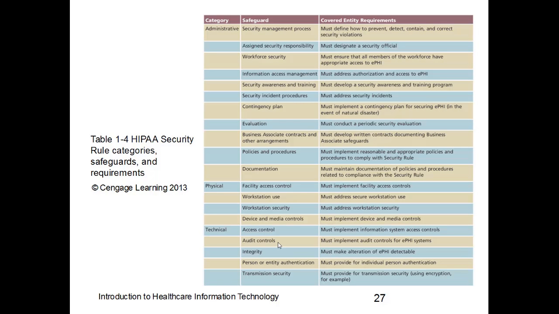When it comes to the technical category, the covered entity must implement audit controls for the ePHI systems. It must provide transmission security, which would include transcription, for example. So as you can see, just by the table and how everything is broken down, a lot more of a narrowed focus when it comes to the security rule of HIPAA as opposed to just the privacy rule of HIPAA.